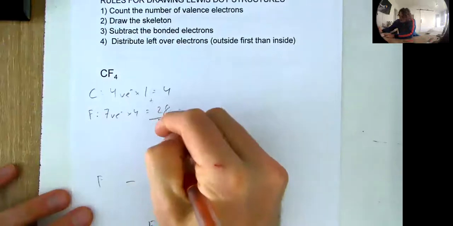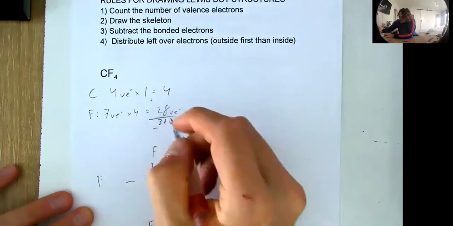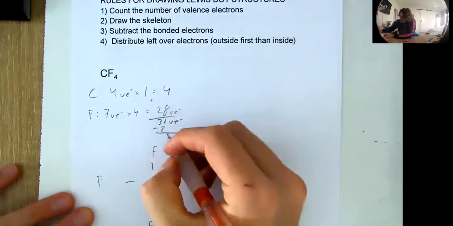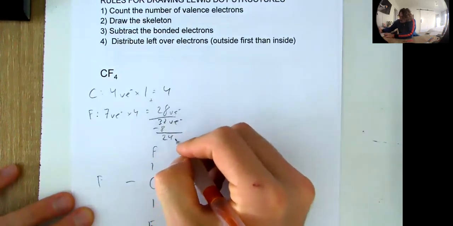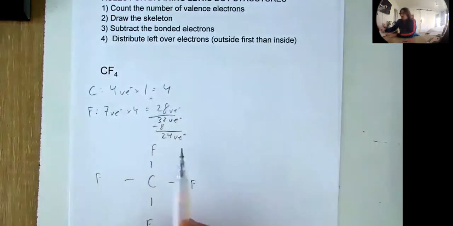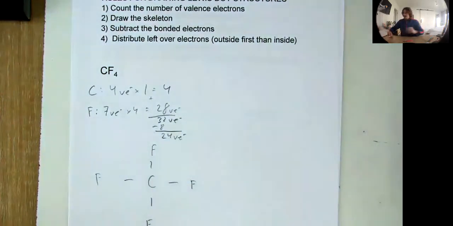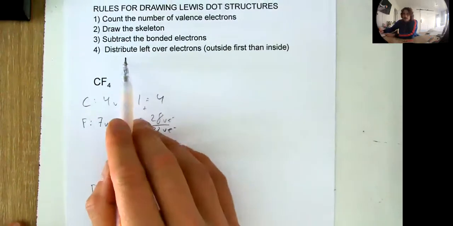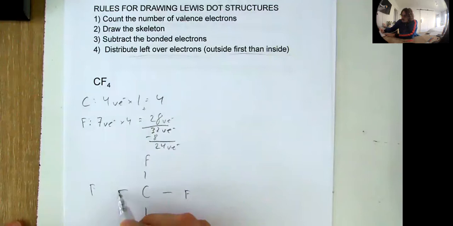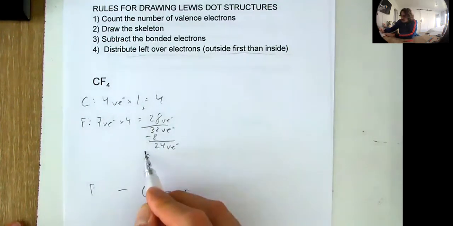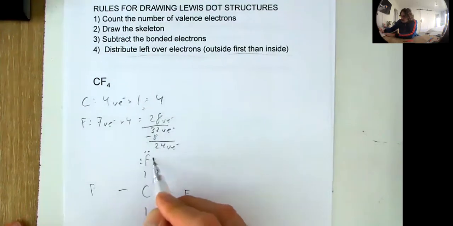Okay, so 32 valence electrons minus the 8 that we just drew is how many? 24. Wow, subtraction. Okay, so we have to draw the 24 valence electrons. Well, where are we going to draw them? Remember, we're going to distribute the leftover electrons on the outside and then the inside. Well, each of these fluorines is already sharing 2, which means each of these fluorines needs a total of 6 more electrons. So each fluorine must have 6 electrons in order to be obeying the octet rule.